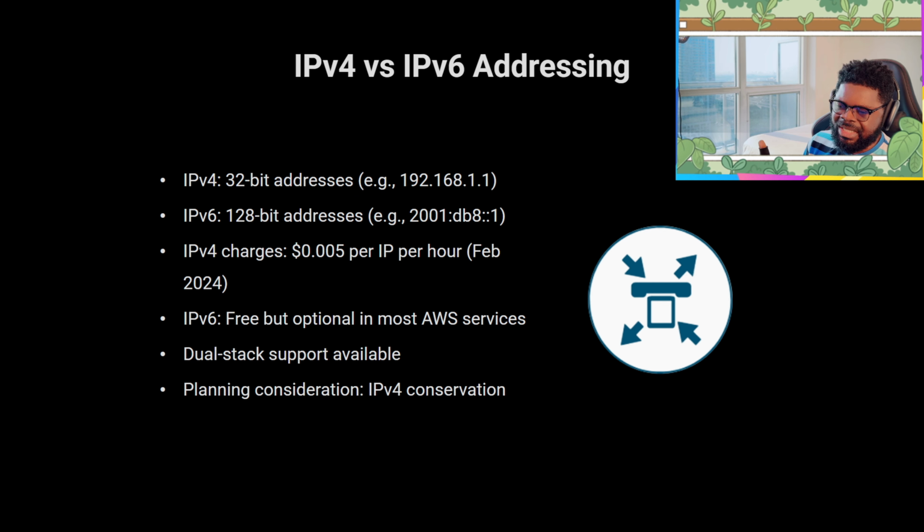Not much in the private sense, but much in the public sense, because of how many public IP addresses you can have for IPv4. But IPv6 plans to solve that problem. You should know that your IPv4 addresses in your account cost money, right? We've talked about that before. IPv6 is free, but obviously optional in most of the AWS services we've seen. There's dual stack support, so your VPCs can support both IPv4 and IPv6 workloads.